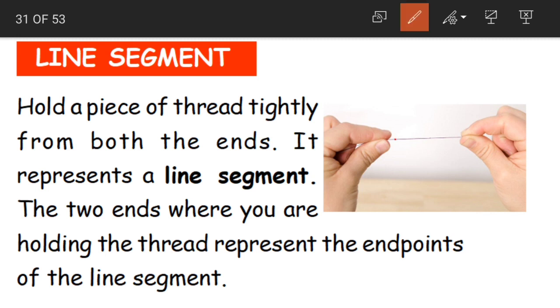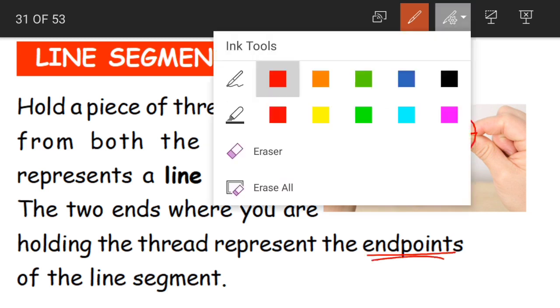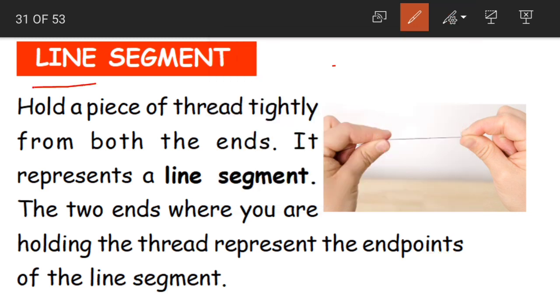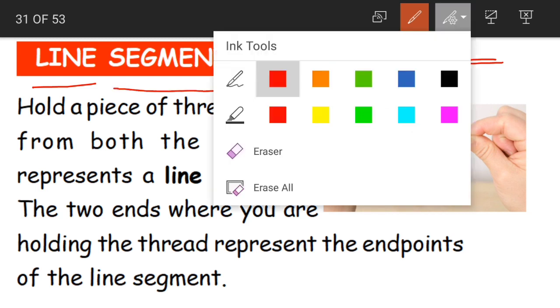As I said, this is our line segment. Yes, so where is it ending and starting at? Here and here. That is where we have placed our fingers. So these points represent the end points of the line segment. What is a line? We all know what is a line. This is called as a line. Now what is this segment?